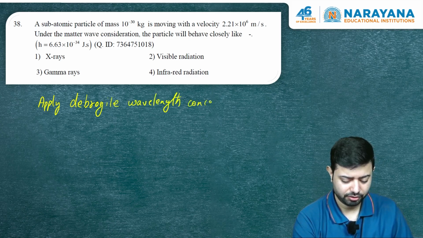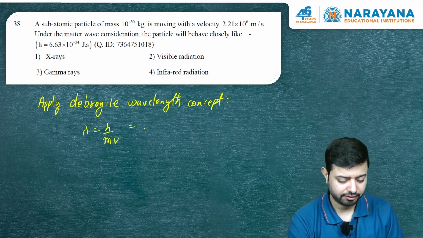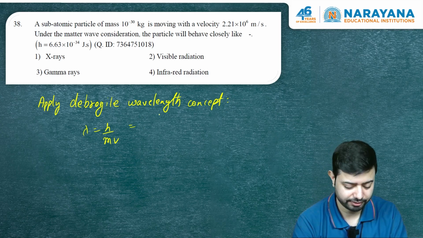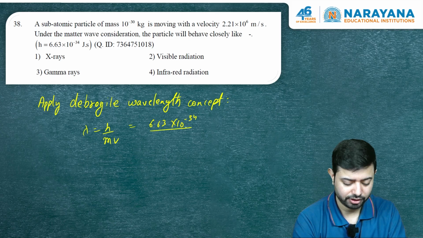Okay. What is the formula behind it? Lambda is equal to h upon momentum, and h they have already given, mass they have already given, velocity also they have already given. So, what is the h? H is 6.63 into 10 to the power minus 34, and what is the mass? Mass is 10 to the power minus 30, velocity is 2.21 into 10 to the power 6.